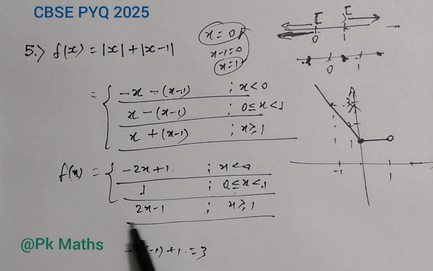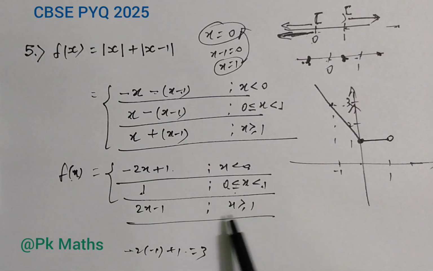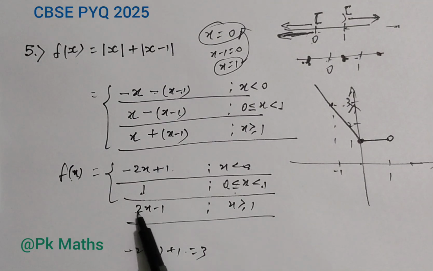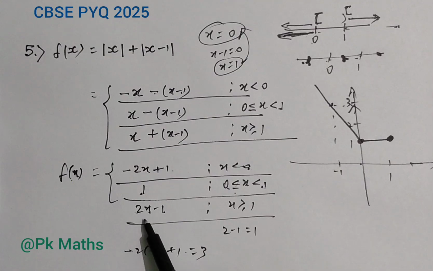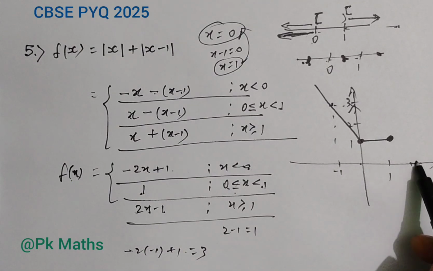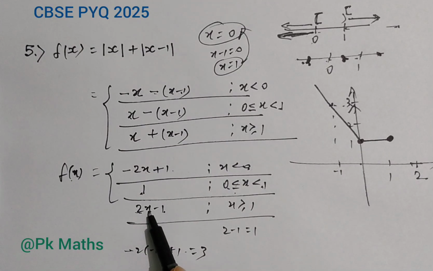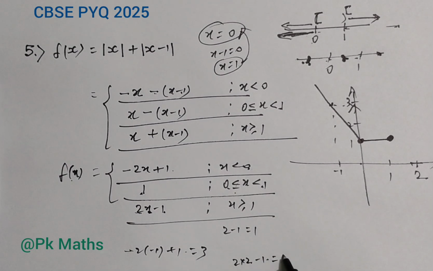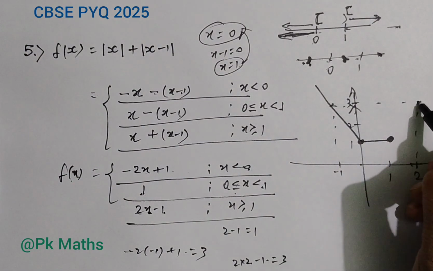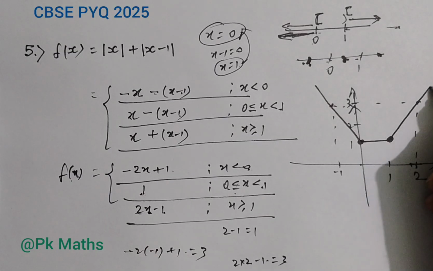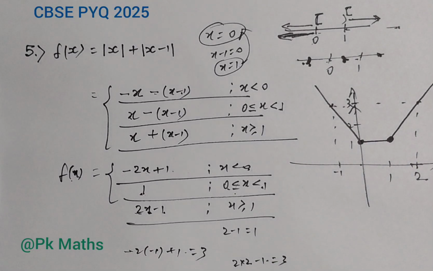Now the last case, y equals to 2x minus 1. Put x equals to 1, first of all, this boundary case: 2 into 1 minus 1, 2 minus 1, that is 1. So at this point only we have it. Consider any other point. Suppose x equals to 2. So 2 into 2, 4 minus 1, 3. So this point is 3 here. Join this. So this is the graph of the given function mod of x plus mod x minus 1.